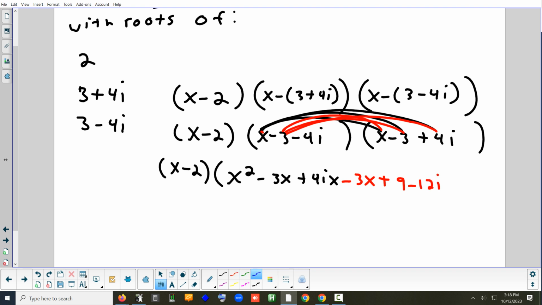Okay, and the last one. Negative 4i times x. Negative 4ix. Negative 4i times negative 3. Negative 12i. Oh, positive 12i. And negative 4i times positive 4i. Negative 16i squared. So that's a negative 16i squared, which is, so really what number? Positive 16.